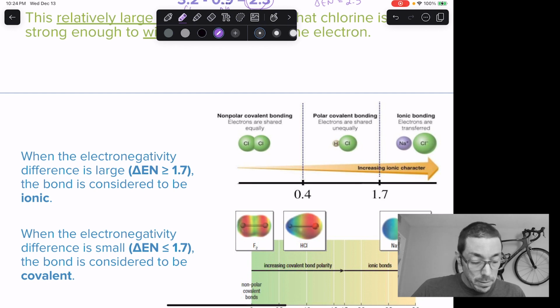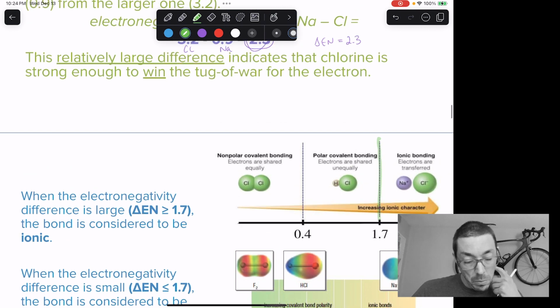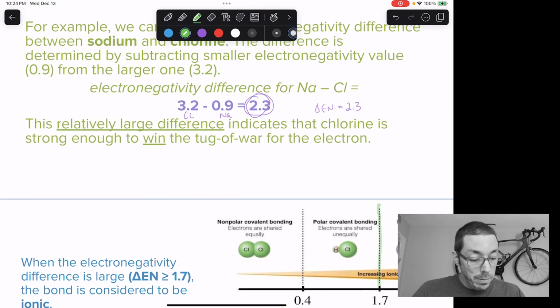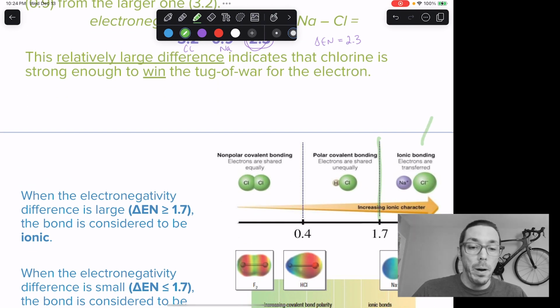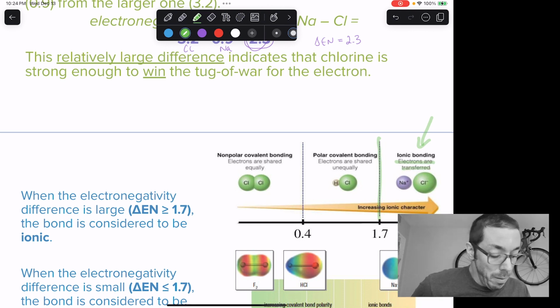So if you have a difference in electronegativity in a bond that's bigger than about 1.7 or 1.8, which we can see here, if that difference is above that cutoff, we typically call it an ionic bond. And so the difference here for sodium and chlorine was 2.3. So it's well within the ionic bonding zone. And so that would mean electrons are totally transferred from a metal to the nonmetal, and we have an ionic bond.